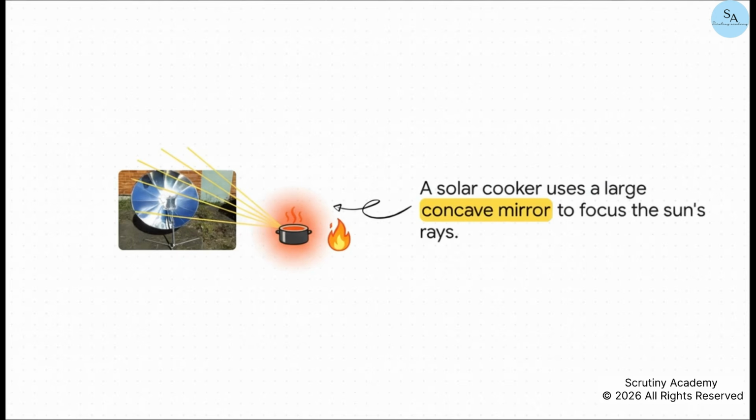And check this out. This is such a cool use of a concave mirror's power. A solar cooker is basically a giant concave mirror that takes all the parallel rays of sunlight from space and focuses them down onto one single tiny point. It concentrates so much energy right there that it can get hot enough to boil water and cook food. It's just pure physics at work.